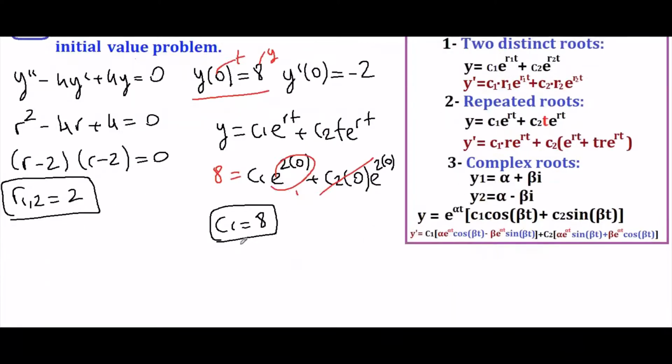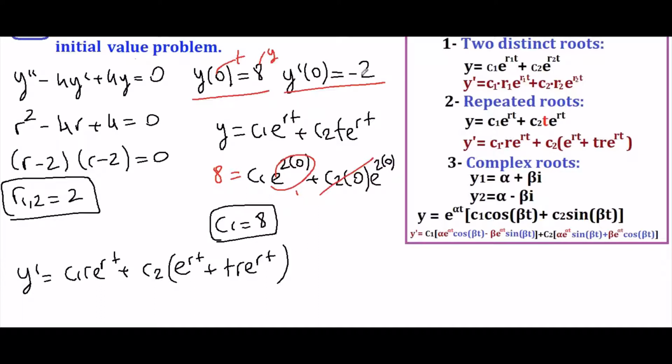Now we're going to use the derivative function. The derivative of repeated roots we derived here: y prime equals c1 r e to the rt plus c2 times e to the rt plus t r e to the rt. Let's plug in the second initial condition.